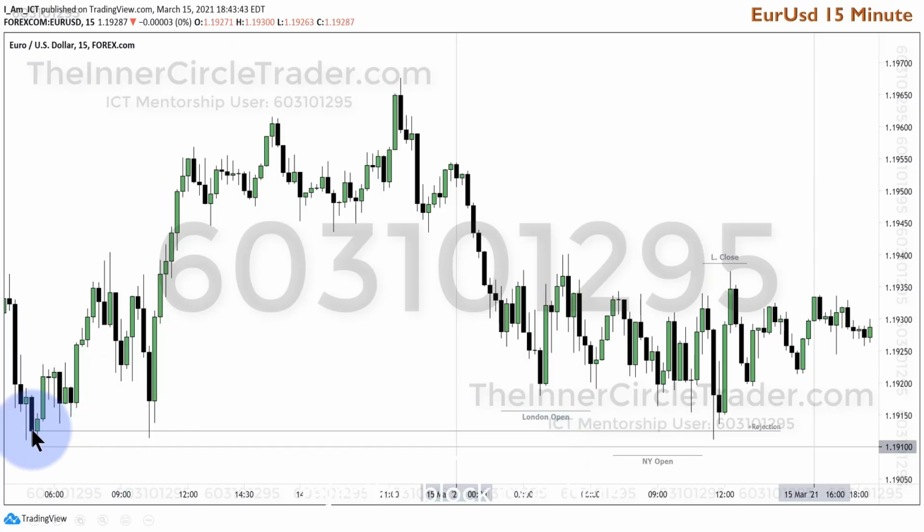The rejection block over here being swept there, and the small little sell side imbalance, buy side inefficiency up here at the start of the day that sells off. Apart from that, really been a lackluster day for euro.